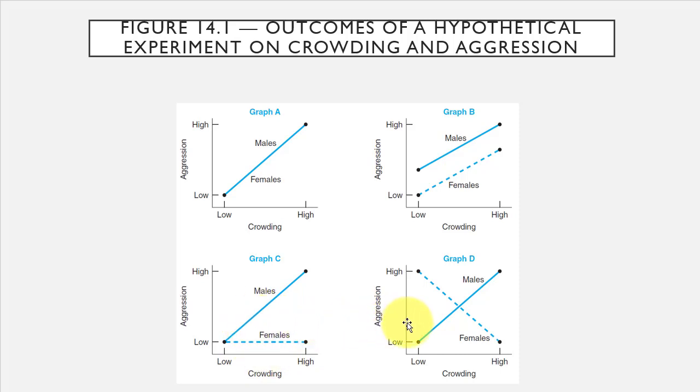In graph D, the crowding for males is low-low. So you have low crowding, low aggression, and high crowding, high aggression. And for females, it's low crowding, it has high aggression, and high crowding has high aggression. This again has a systematic change between the variables, meaning that the amount of crowding impacts males and females differently. So again, we couldn't just generalize this to the population because there is a difference overall.